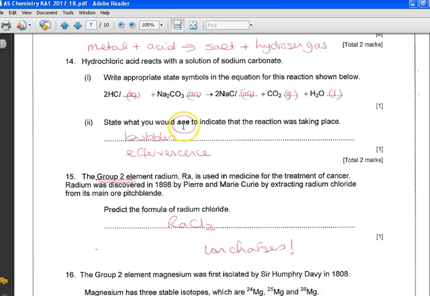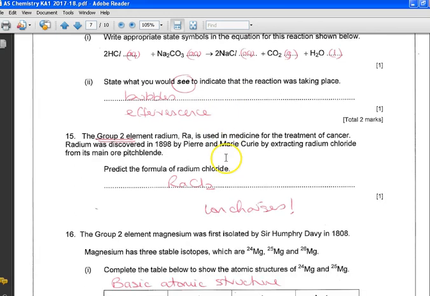Okay, this is important, to state what you would see. It's got to be something that you would see with this reaction. You know that a gas is being evolved, so you will get bubbles forming, or effervescence is another word that is often used to describe a gas being evolved in a chemical reaction.